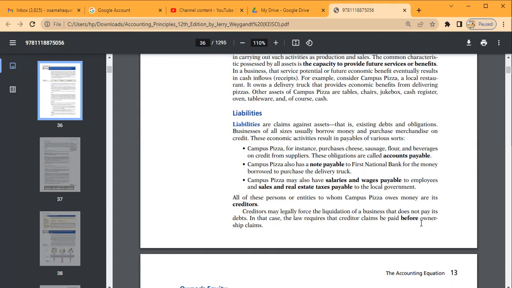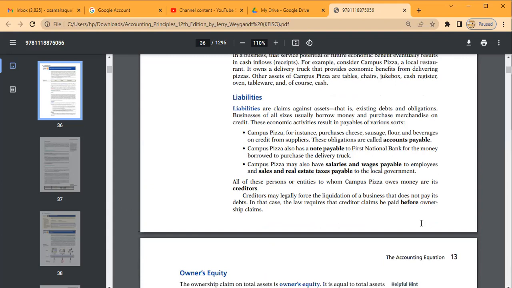Notes payable are long-term loans. Salaries and wages payable to employees, and sales and real estate taxes payable to local government. These are all part of liabilities as the business owes. These are owing expenses. For example, business Campus Pizza owes money to its creditors. Creditors may legally force liquidation of a business that does not pay its debt. In that case, the law requires that creditor claims be paid before ownership claims.